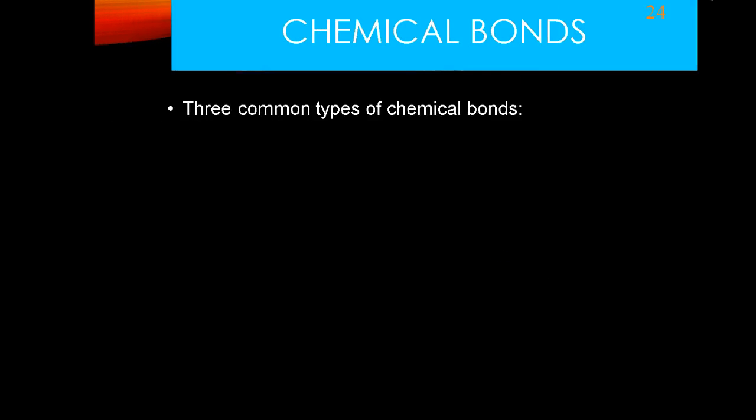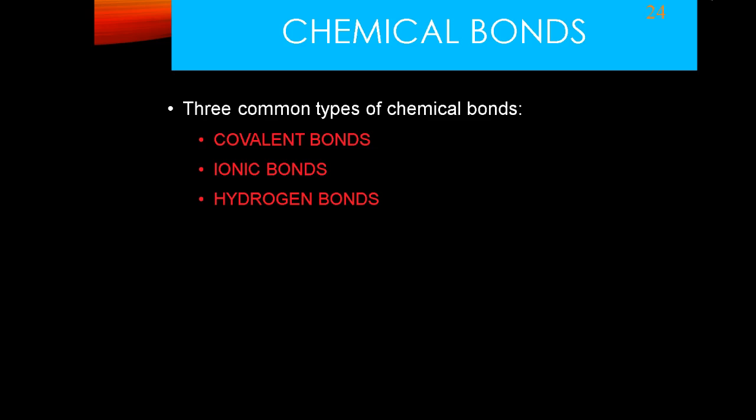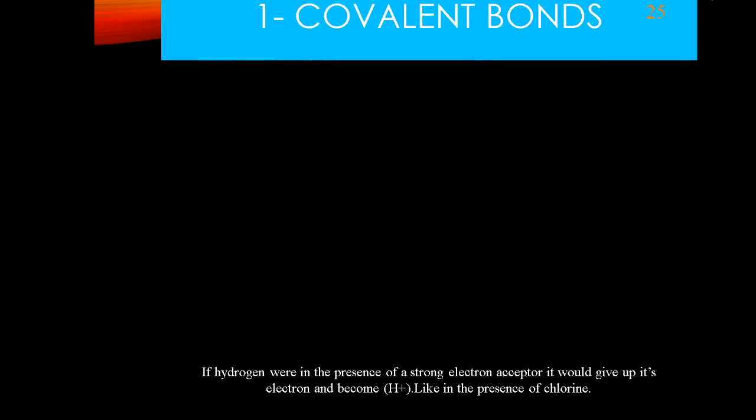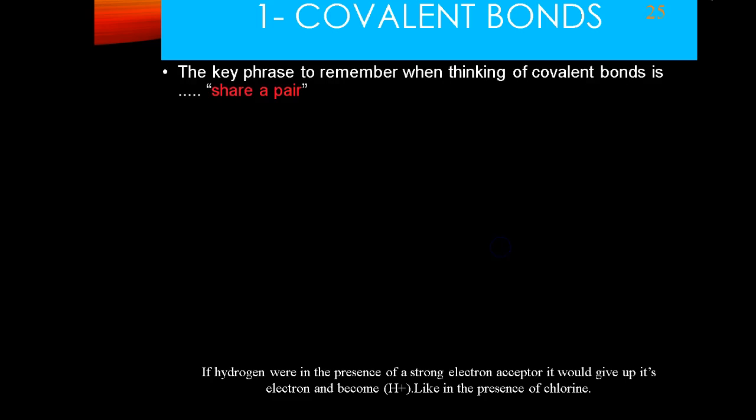All right, so it says there are 3 different types of chemical bonds, and those are covalent bonds, ionic bonds, and hydrogen bonds. So we want to look at some information and some rules about how each of these bonds take place. So let's begin with the covalent bond. Now, the covalent bond, the key phrase is to do what? It is to share a pair of electrons.